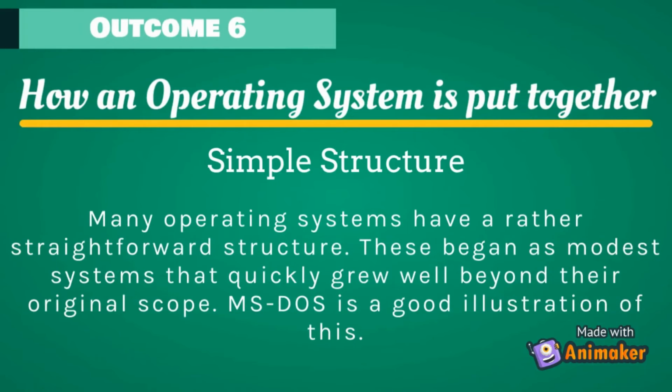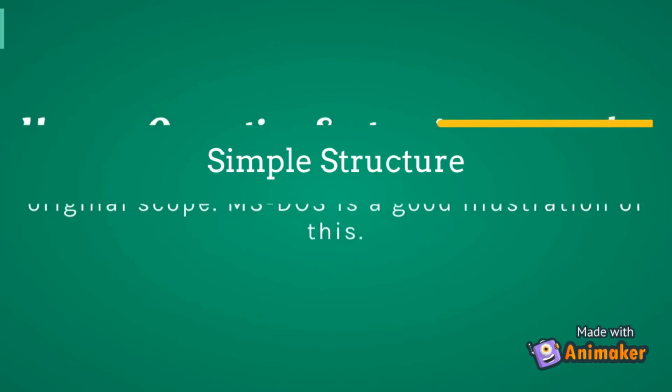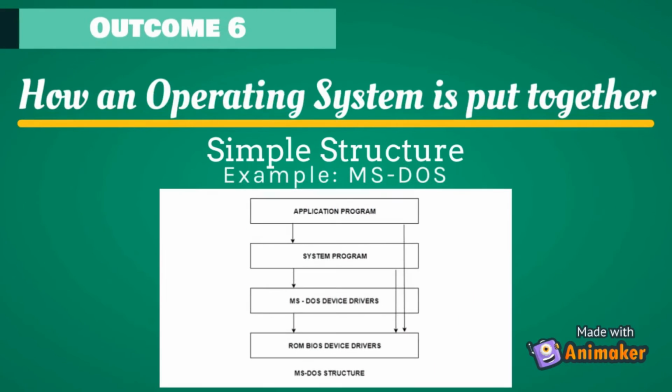How an operating system is put together. Simple structure. Many operating systems have a rather straightforward structure. These began as modest systems that quickly grew well beyond their original scope. Microsoft DOS is a good illustration of this. Here we can see an example of a simple structure that was used in Microsoft DOS.